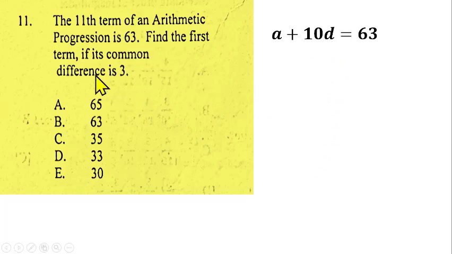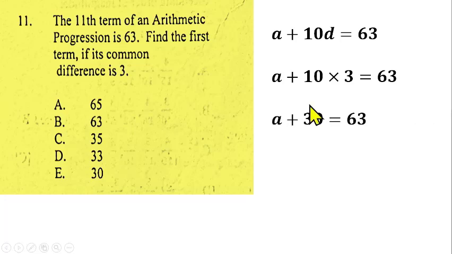From there, we are given the common difference, which is our D, to be 3. If you substitute that, you have A plus 10 multiplied by 3 equals 63. Simplify further, 10 times 3 gives us 30. So collect like terms. A will be equal to 63 minus 30. Then A will be equal to 33, which makes option D the correct answer for question number 11.